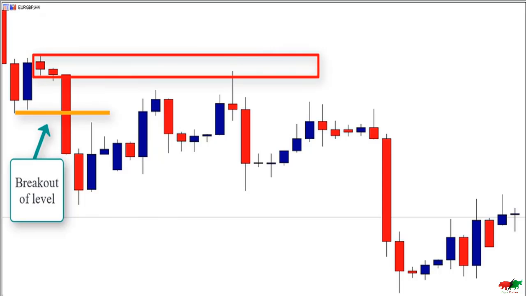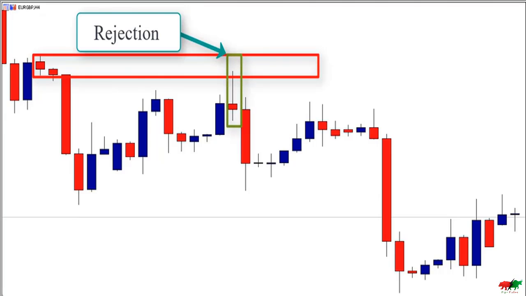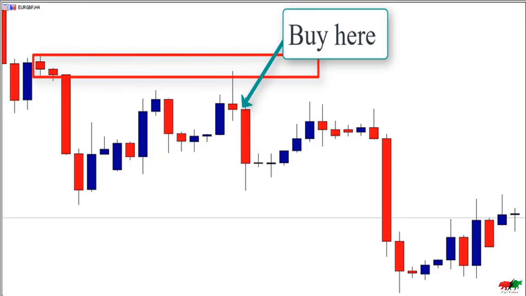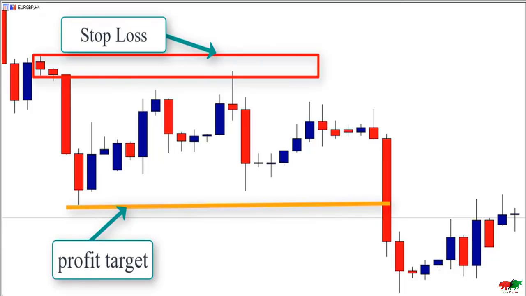So when the market retraced back to test the supply zone, prices were rejected, forming this nice bearish pin bar. This strong rejection is an additional confirmation that helps us take our trading decision with more confidence. So to enter this trade, you place a sell order at the close of this pin bar, your stop loss is above the distal line, and the profit target is the next support level.